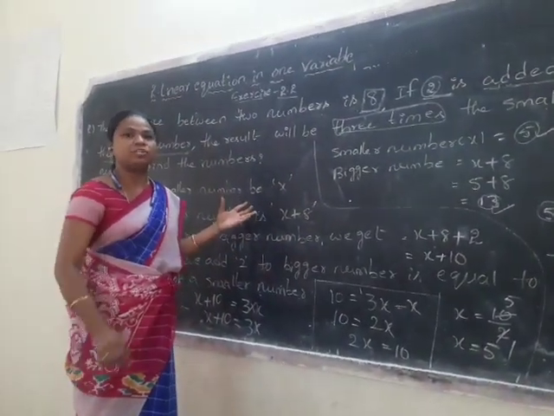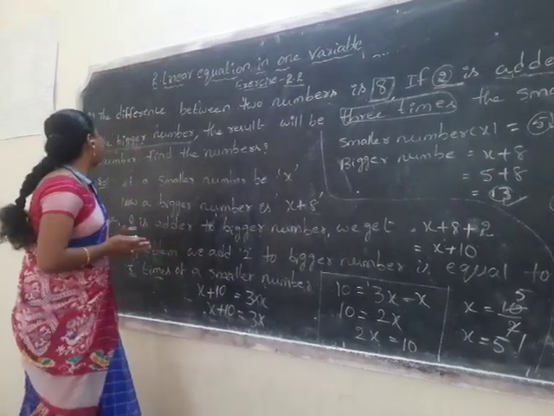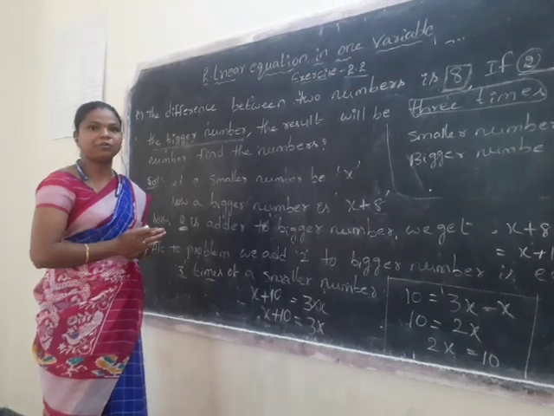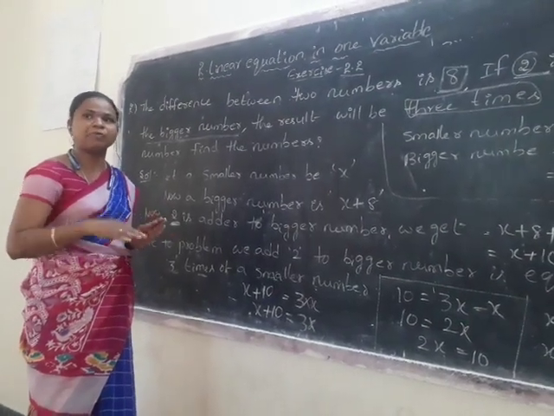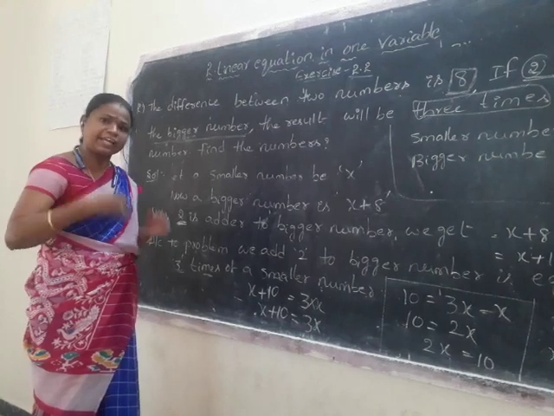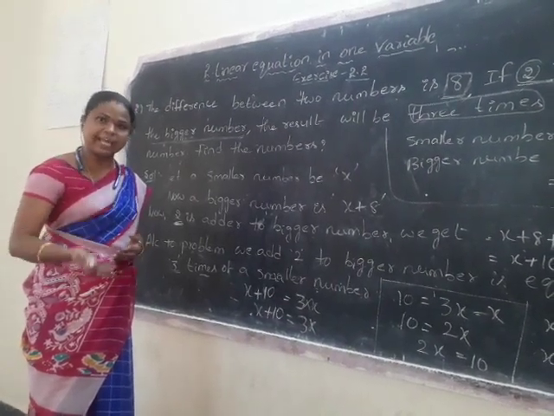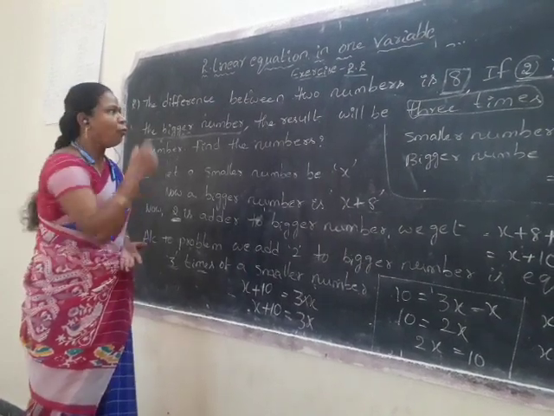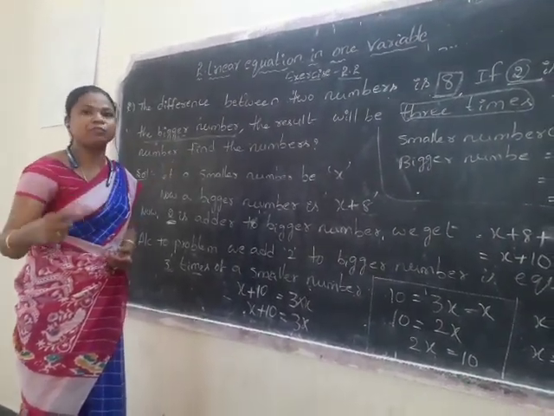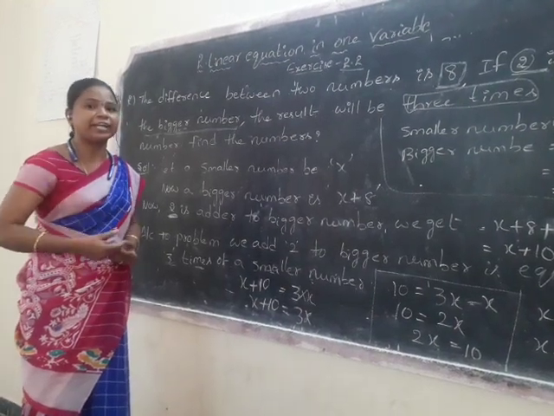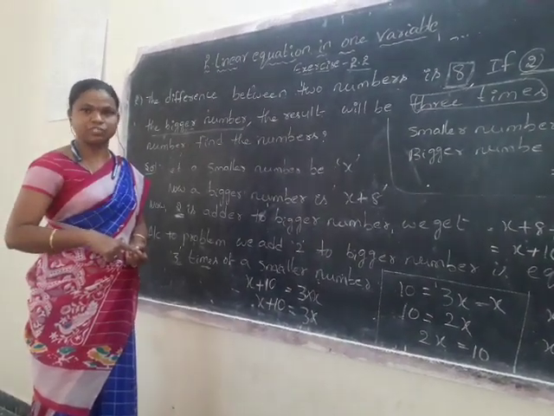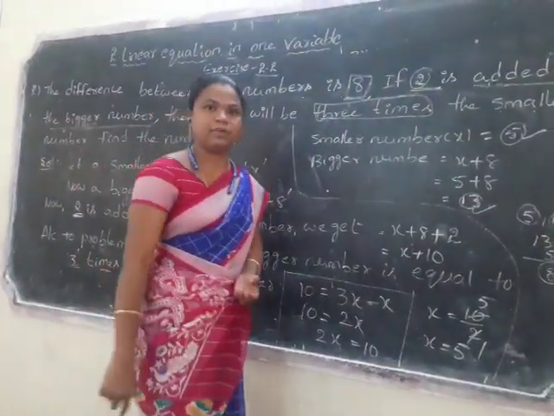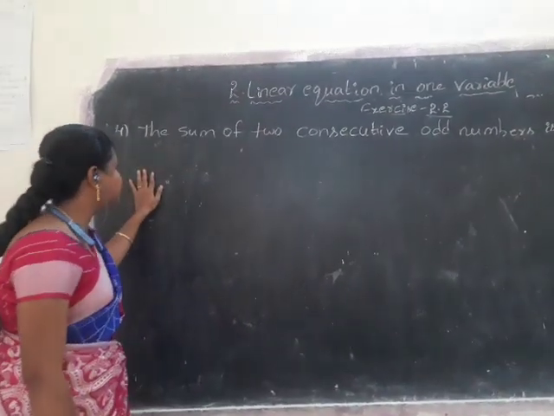In this problem, students, first we follow the steps. First we have to read the problem. Suppose you are not able to understand the problem, then once again we read. After reading the problem, we have to analyze what the given conditions are, what we have to find out, and what we can take as the value of x. Okay students, these steps we follow until we get an answer. Now the next problem.